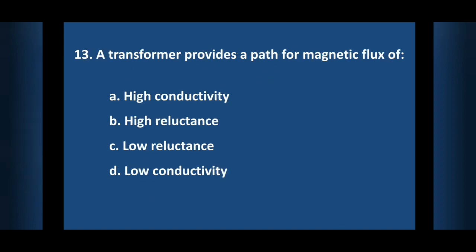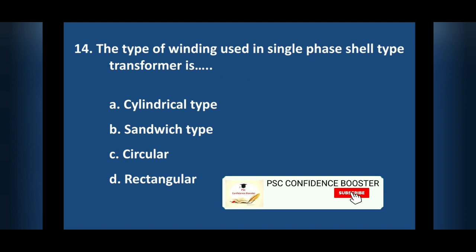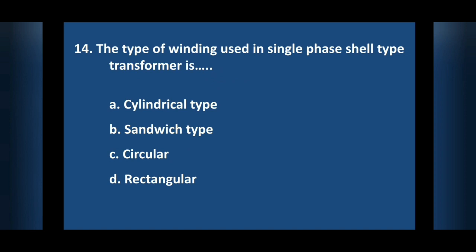Question number 13. A transformer provides a path for magnetic flux of. Answer is option C, low reluctance. Question number 14. The type of winding used in single phase shell type transformer is. Answer is option B, sandwich type.